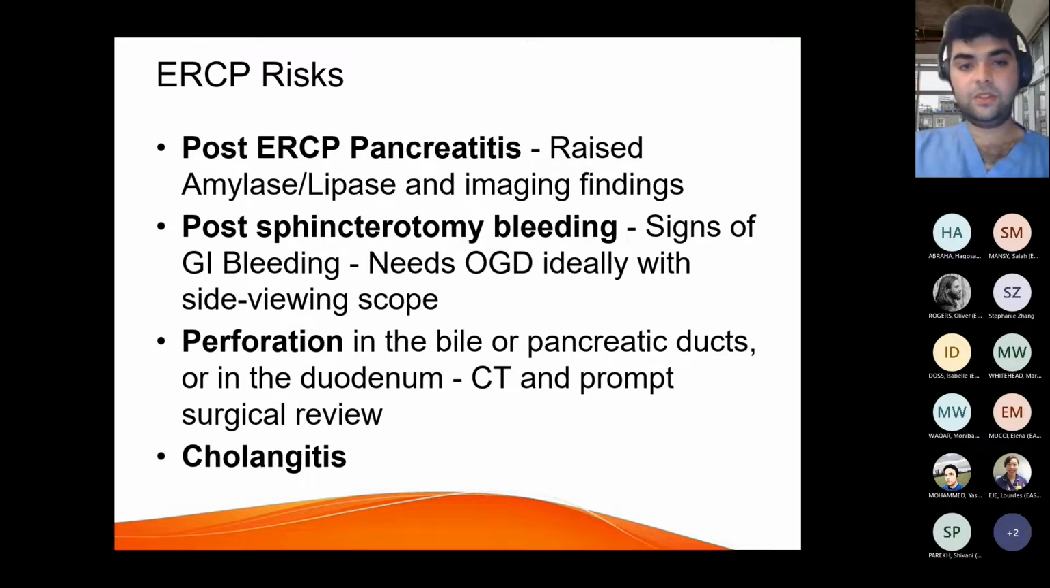The third and the most fatal complication is perforation. This can be at any level of the system that you actually touch. And the fourth one is cholangitis.